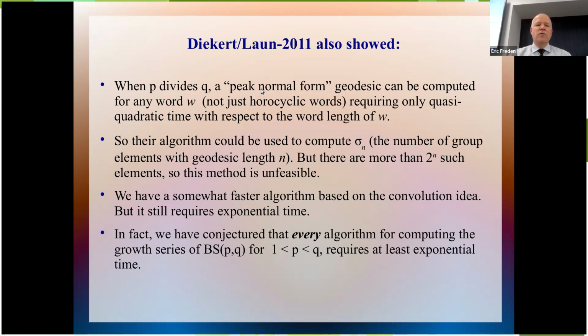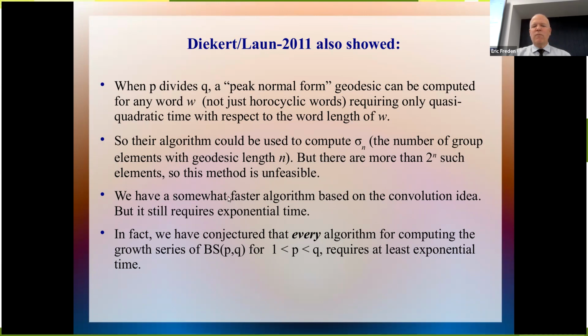The algorithm to reduce a generic word to normal form can be done. Laun tells me it's not quite quadratic. It's like n squared log n. But it's polynomial. Okay, but I can't really use this to compute the growth series for the entire group because there are exponentially many group elements, and I can't reduce all of them in quadratic time and get anything except an exponential. It's entirely unfeasible.